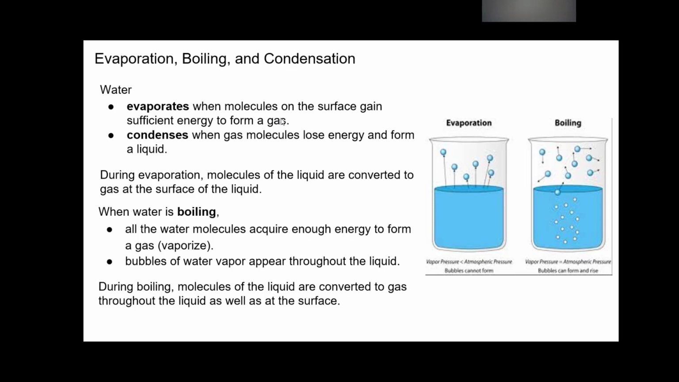The molecules of water at the surface will leave the water and go into a gas form. Condensation is when the water molecules lose energy and form a liquid. So they go back from being a gas into a liquid form. During evaporation, molecules of the liquid are converted to gas at the surface of the liquid.